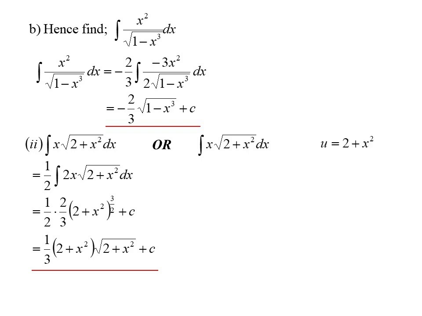I'll change it into something else. So I'll change it into u. But I can't just change one thing. I've got to change everywhere I see x, and that includes the dx. That's got to go away as well.